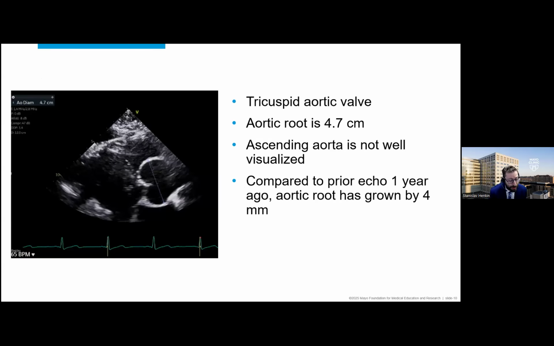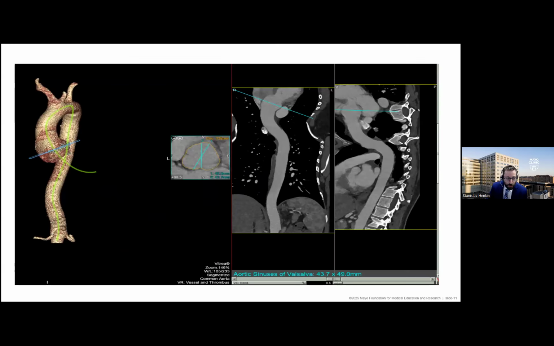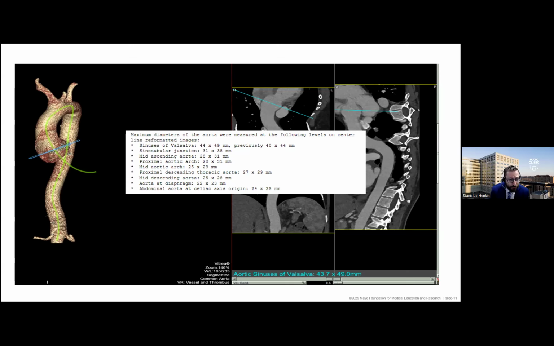This is her echocardiogram. You can see that her aortic root, leading edge to leading edge, is measuring around 4.7. She has a tricuspid aortic valve. The ascending aorta is not well visualized. And when you compare it to an echo a year ago, her aortic root has grown by about 4 millimeters in the same measurement. We obtain a CTA, chest, abdomen, pelvis, and you can see that her aortic root, sinus of Valsalva, is measuring about 5 centimeters by 4.4 centimeters. And so really important to compare to prior measurements, and on prior measurement a couple of years ago, her aortic root was measuring 4 by 4.4, so it's grown by 4 to 5 millimeters in multiple directions.